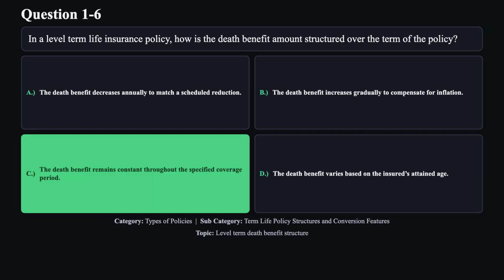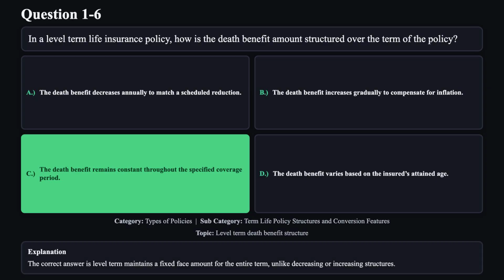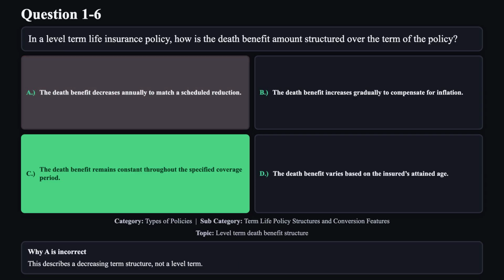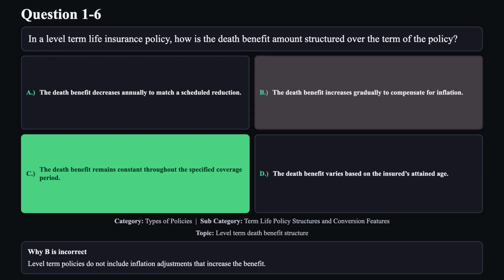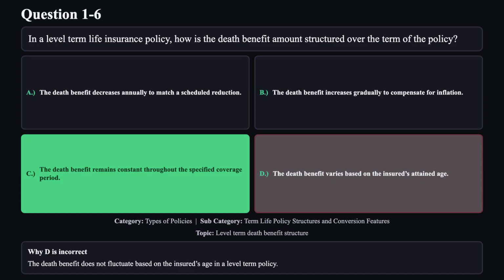The correct answer is C. The correct answer is level term maintains a fixed face amount for the entire term, unlike decreasing or increasing structures. Reason A is not correct. This describes a decreasing term structure, not a level term. Reason B is not correct. Level term policies do not include inflation adjustments that increase the benefit. Reason D is not correct. The death benefit does not fluctuate based on the insured's age in a level term policy.